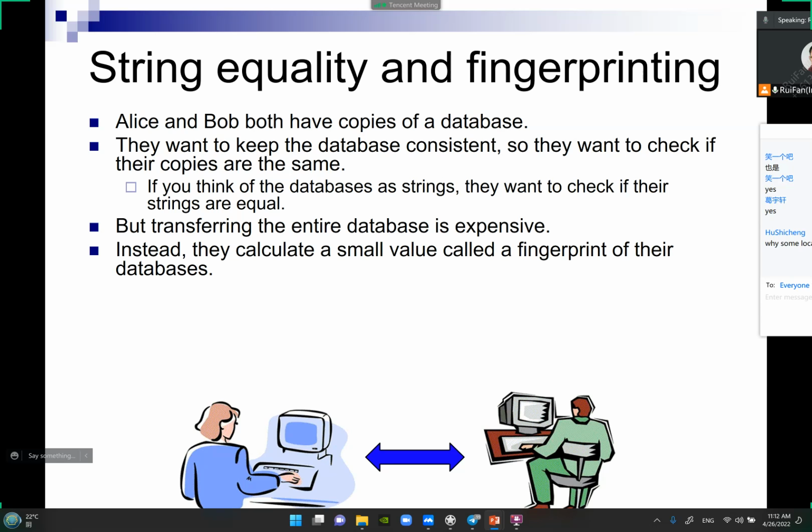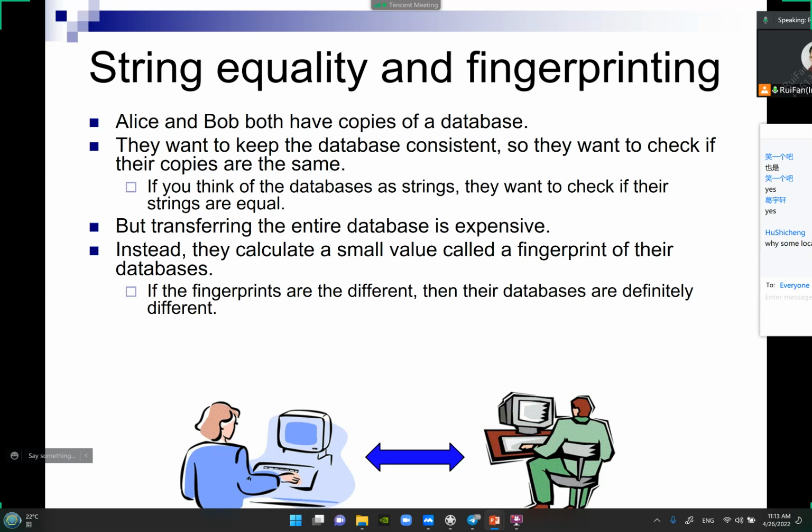So what we're going to do is, instead of sending the entire bit string, the entire database, to each other, they're going to calculate a small value which is called a fingerprint of the database, and then they're going to send that small fingerprint to each other. That's going to be a lot less communication than sending the entire database.